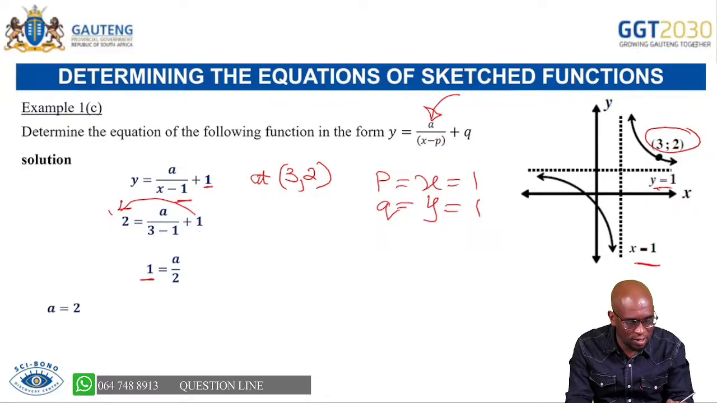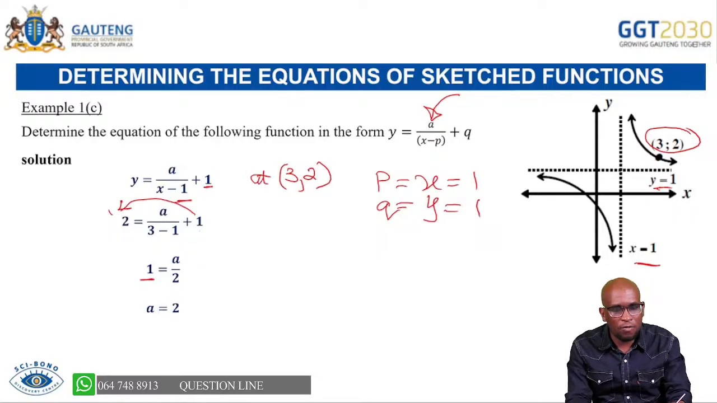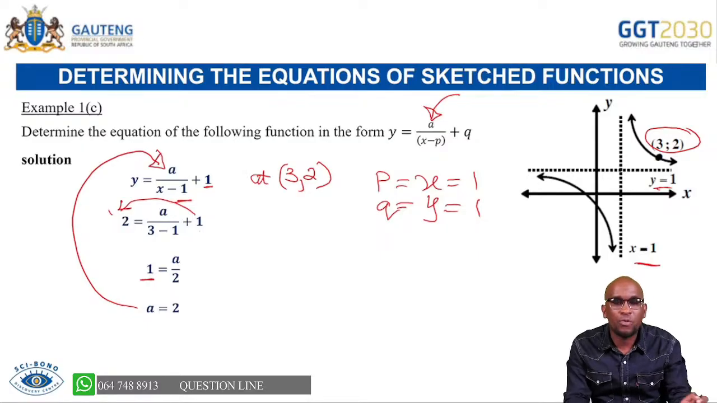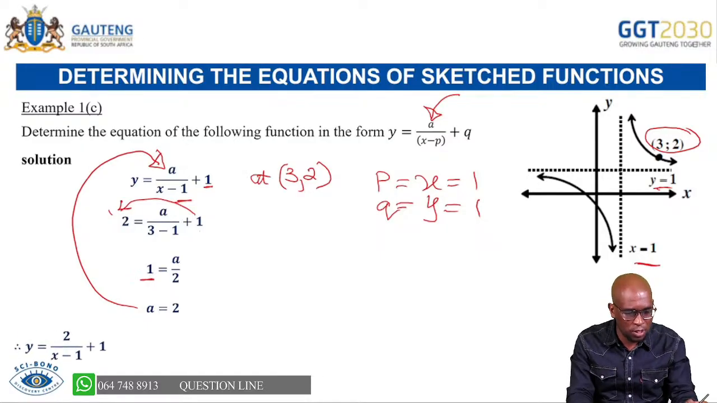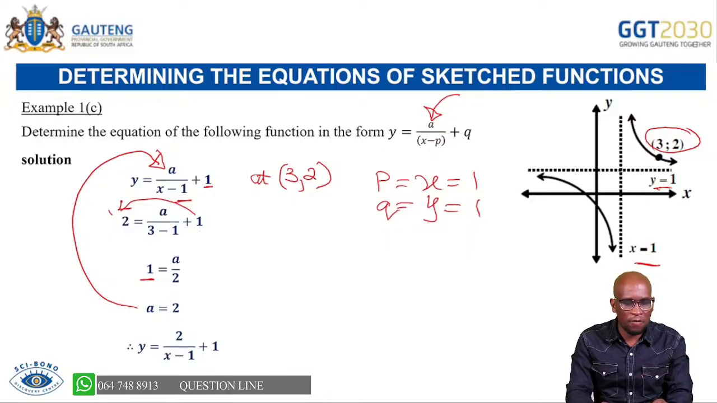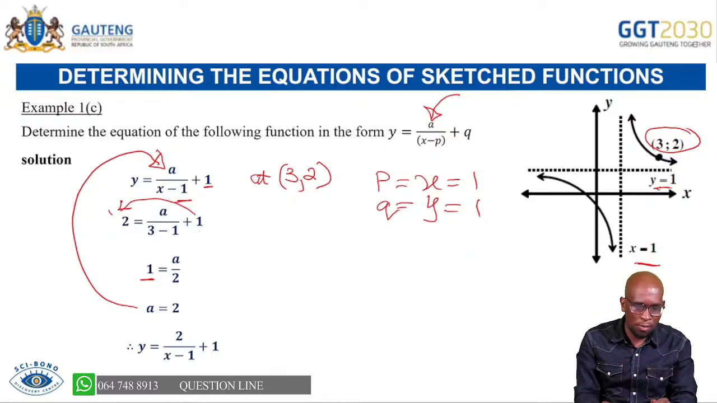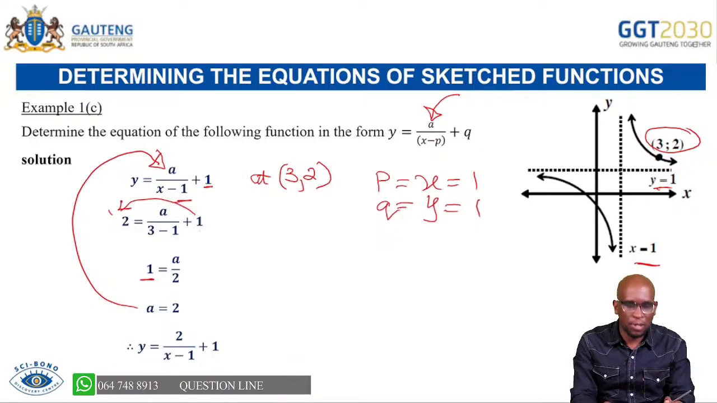So simplifying this further, we get that a equals 2. And then from there, we can go back here where we see a, we put 2, and that would complete the equation. There we go. y is equal to 2 divided by x minus 1, plus 1. So that is how you determine the equation of a hyperbola. You need the asymptotes and an additional point. And fortunately, in this particular question, you were given both the asymptotes and the point.